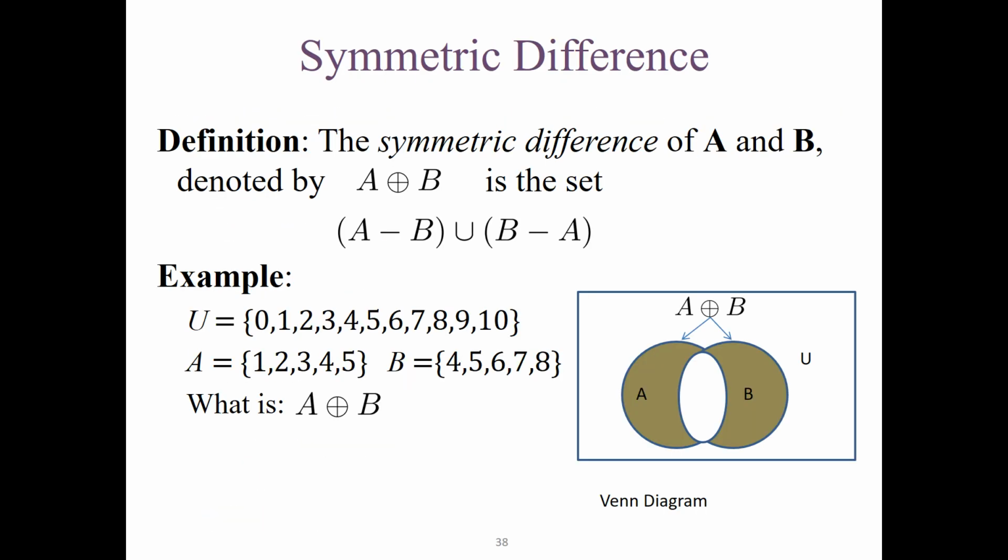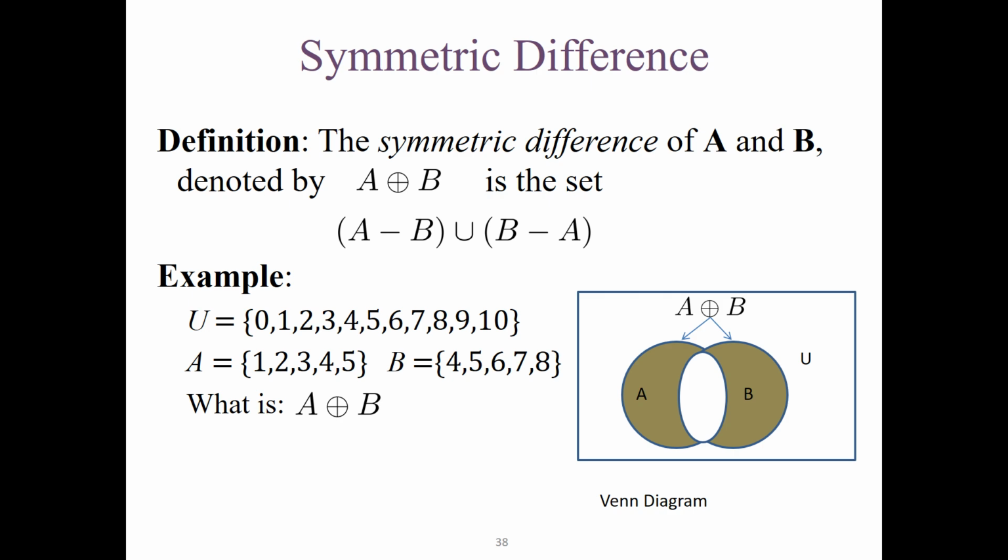Okay, next let's see the definition of symmetric difference. We use a special notation, a plus with a circle, to indicate a symmetric difference. So the definition of symmetric difference is A minus B union B minus A. We already know the Venn diagram for A minus B is the region here, and B minus A is the region here. And we union these two regions together, that will be the symmetric difference of A and B.